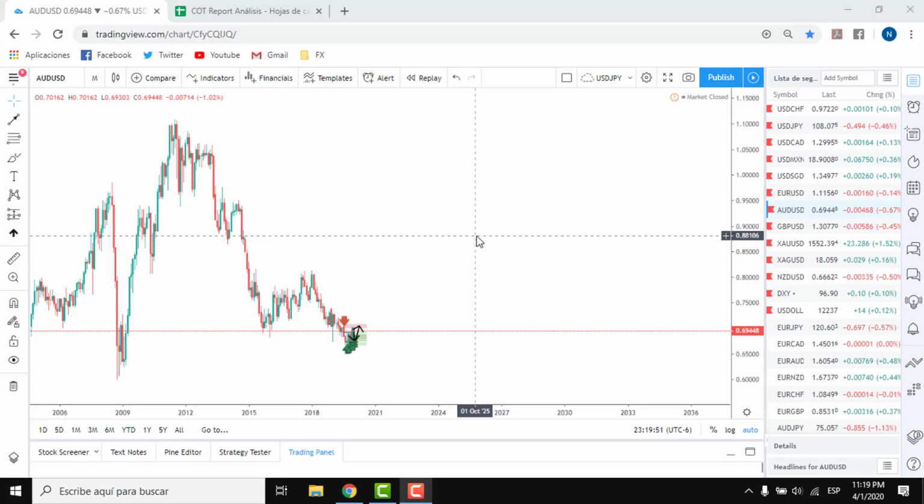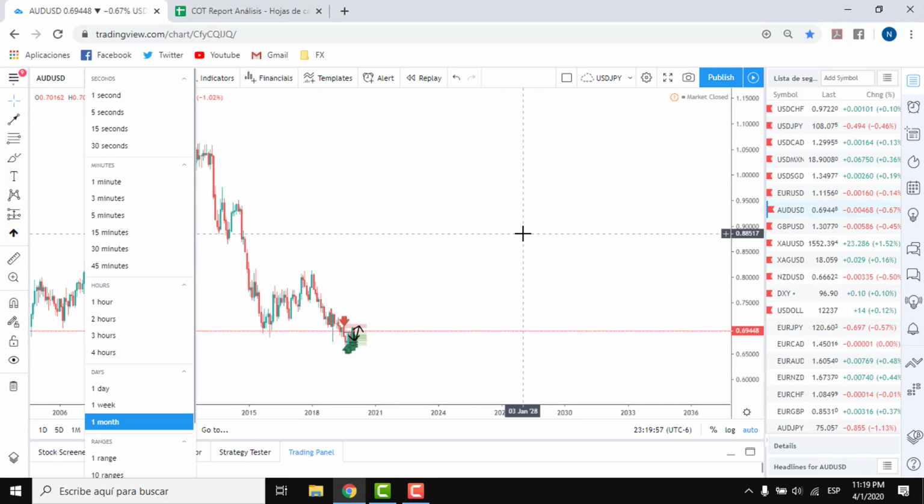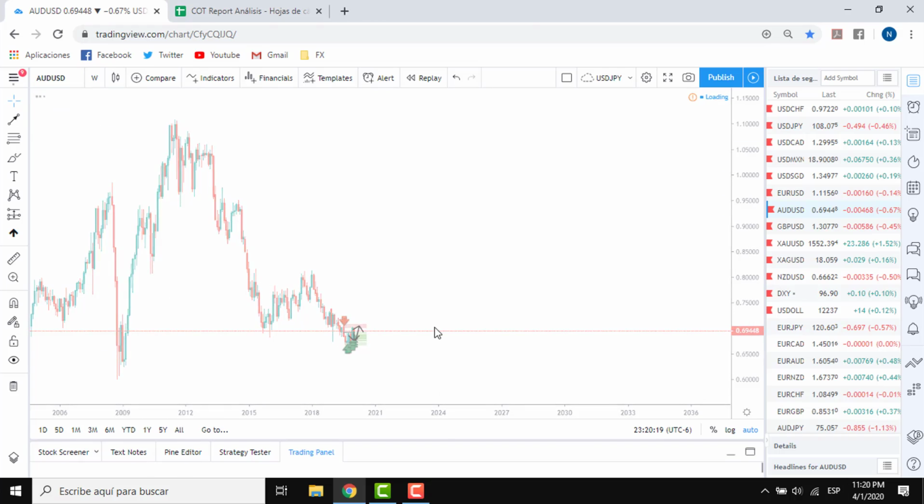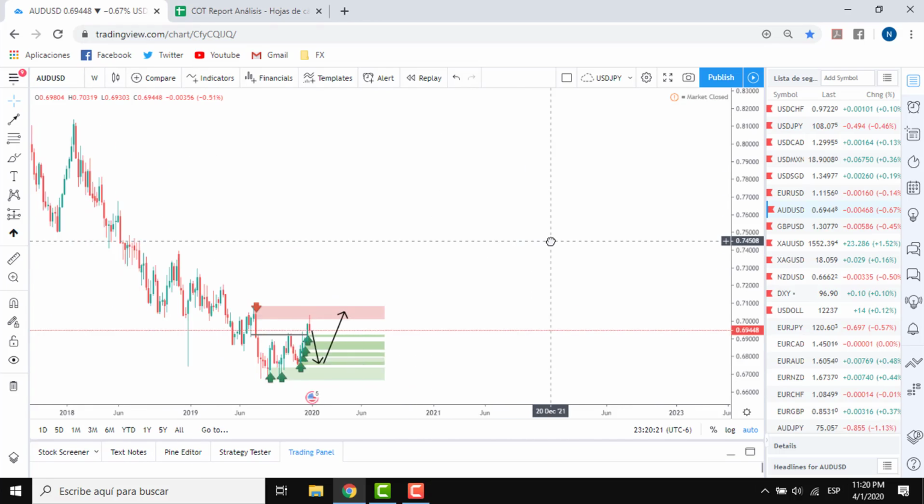Okay, the other one I have is Australian dollar versus USD. To understand this one, we need to go to the monthly chart and see what's going on. What we have is that the price is cheap. This is a bargain. This is a cheap price for the Australian, so the only thing I will look at on this one is buy orders. So let's go to the weekly chart and see what's going on.